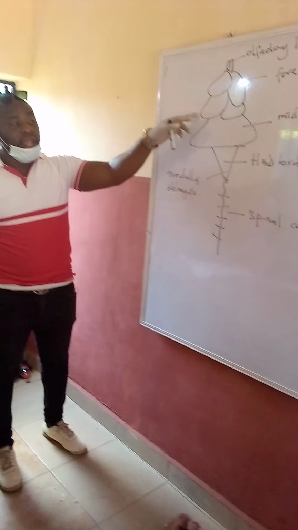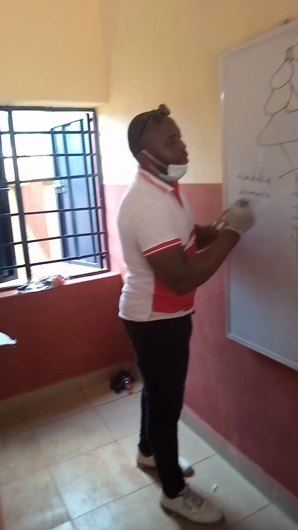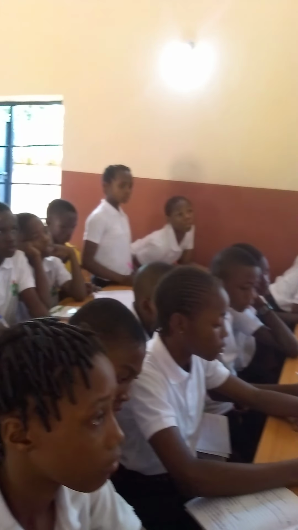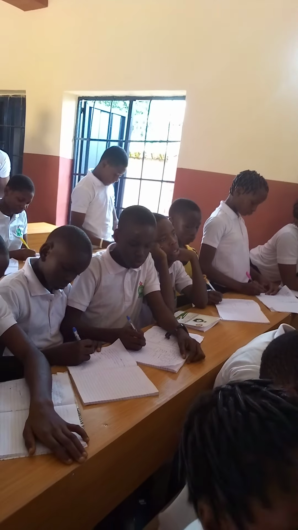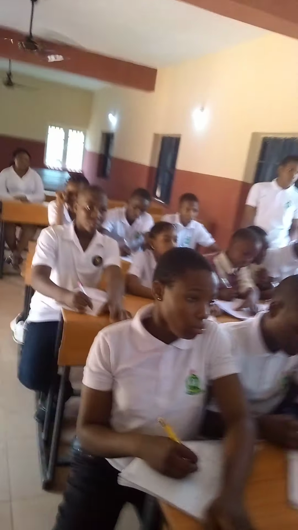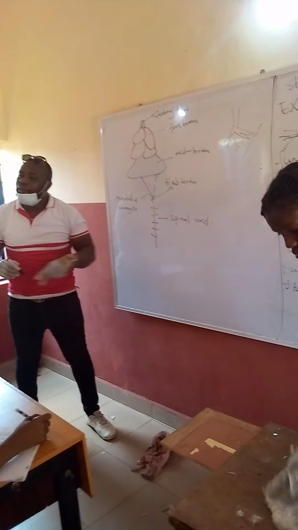Listen, this is your brain, this is your spinal cord. This is the joint. This is the joint that links your brain to your spinal cord. Are you hearing? And this organ that is located there is called the medulla oblongata. Can you hear me? Now look at the function of the medulla oblongata.